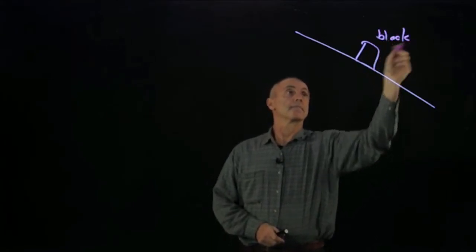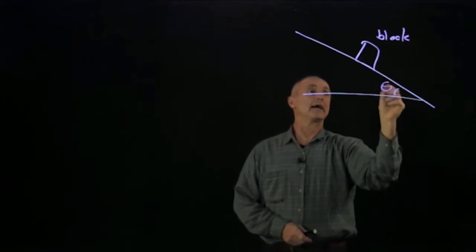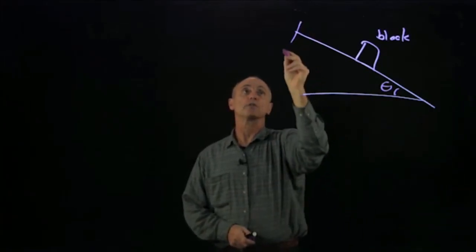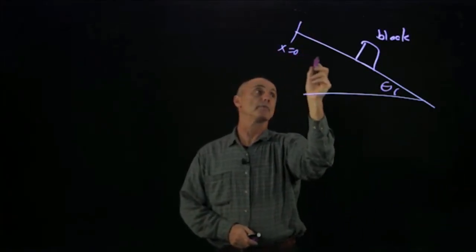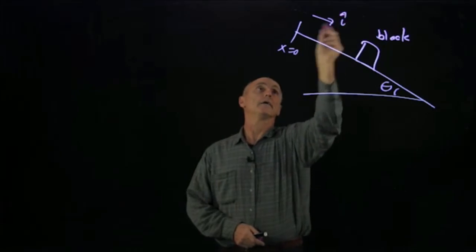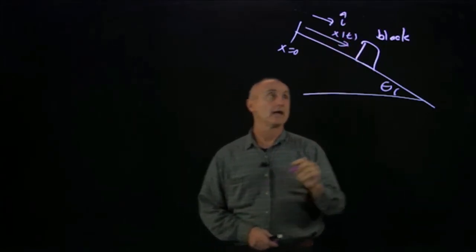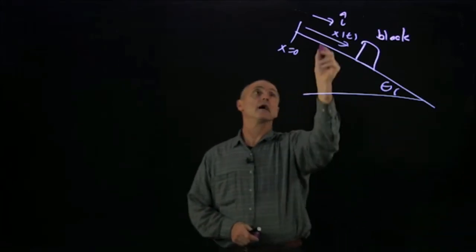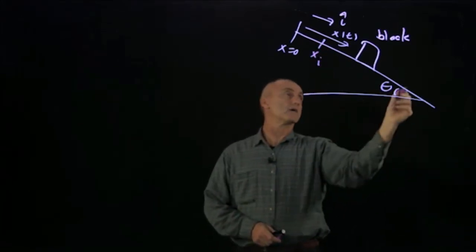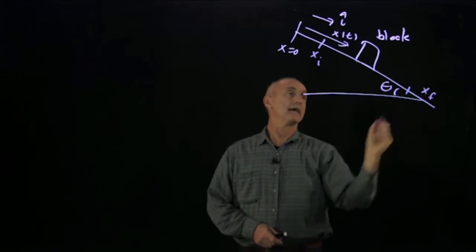Let's apply the work-energy theorem principle to the motion of a block sliding down an inclined plane. Here's an inclined plane at an angle theta. Let's choose a coordinate system. We'll choose x equals 0 up here, i hat here, and here is our coordinate function. Suppose that the object starts at x initial and it ends at x final.